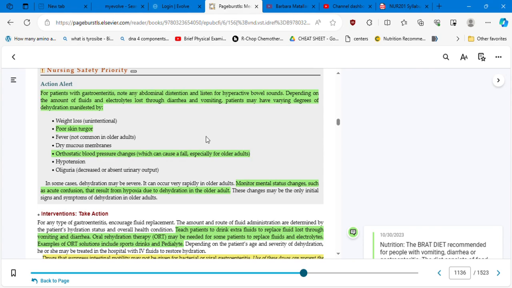The other signs and symptoms described in this list are common sense: weight loss, fever, dry mucous membranes, hypotension, oliguria, which is a decrease or absent urinary output. Monitor mental status changes, such as acute confusion that results from hypoxia due to dehydration in older adults.